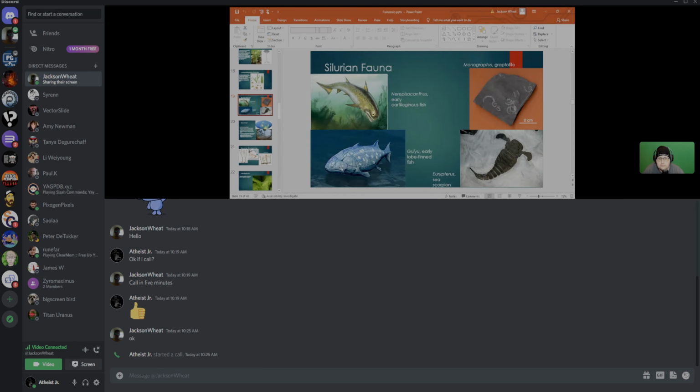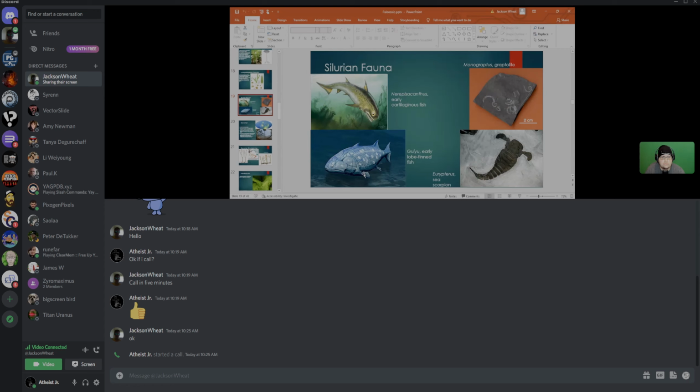So just for instance, so this is Guiyu. I have no idea how to pronounce that correctly. So Guiyu is an early lobe-finned fish, but the early lobe-finned fish also look like the early ray-finned fish. So lobe-finned fish are just lungfish, coelacanths, and tetrapods, so including us.